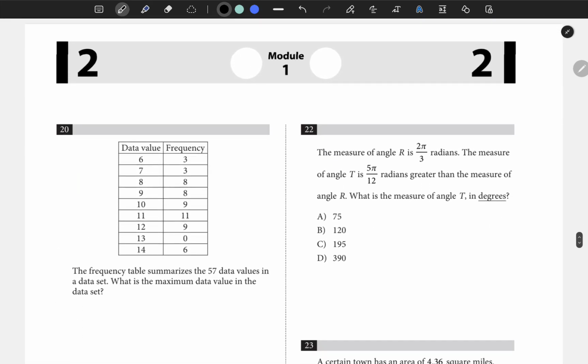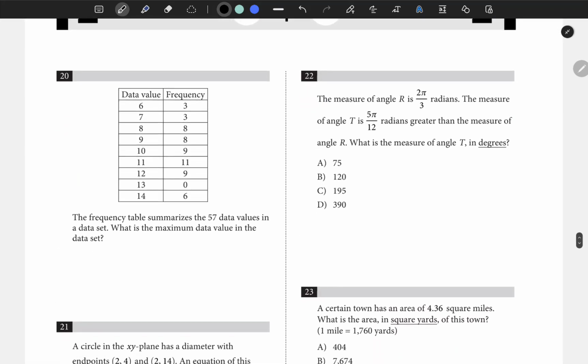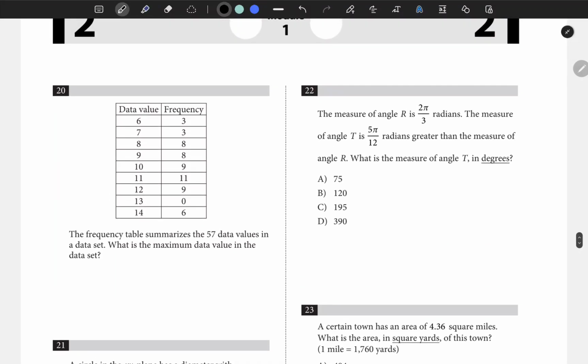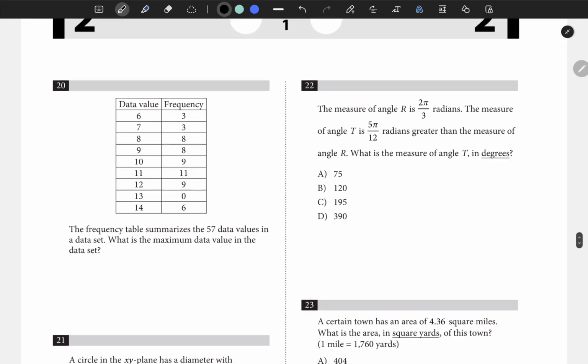All right, let's go ahead and do 20. And then later I'm going to take a little break, because these do take a toll on you. Now this one is pretty easy. You just need to know how to read.